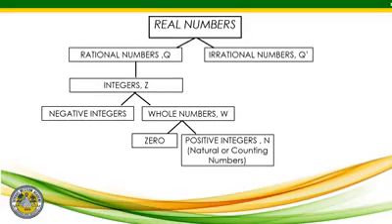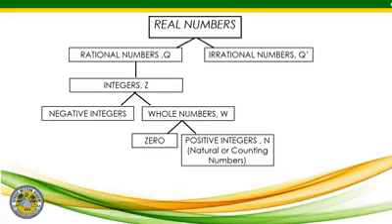When we say irrational numbers, these are real numbers, but they cannot be expressed in the form M over N, where M and N are integers and N is not equal to 0. Some examples of irrational numbers are pi. We all know that pi is approximately equal to 3.1416.